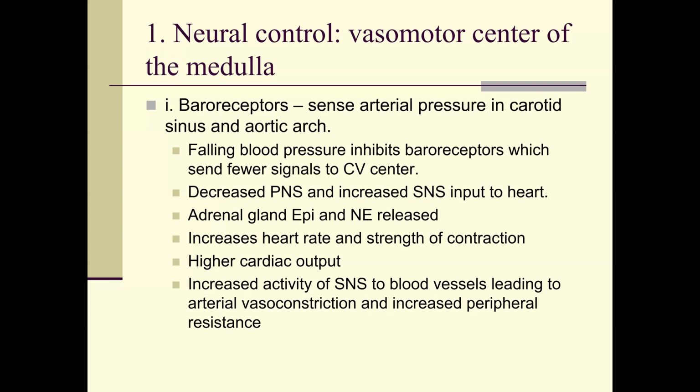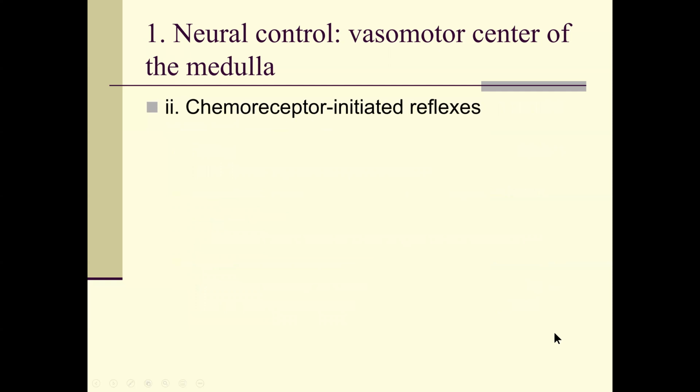We're going to do the opposite of what we did. We're going to decrease the parasympathetic nervous system stimulation and increase the sympathetic nervous system stimulation. Our adrenal gland is going to secrete epinephrine and norepinephrine. We're going to increase the heart rate and the strength of contraction. We're going to have a higher cardiac output, and that's going to lead to arterial vasoconstriction and increased resistance, and our blood pressure is going to go up. So these are baroreceptors. All they do is measure pressure. Where are they located? Aortic arch and the carotid.